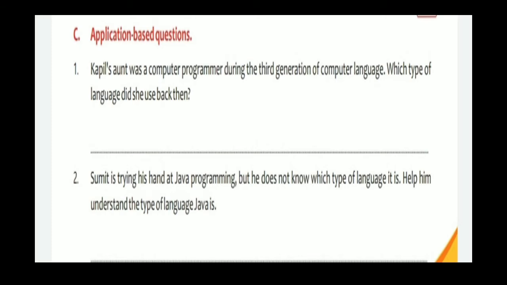All these are high level languages. Now second is, Sumit is trying his hand in Java programming, but he does not know which type of language it is. Help him to understand the type of language Java is. So Java is a high level language.